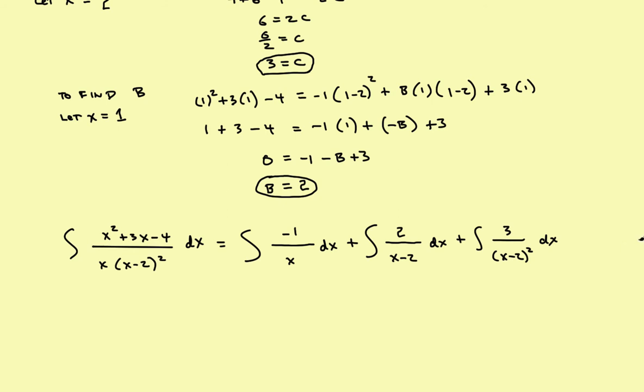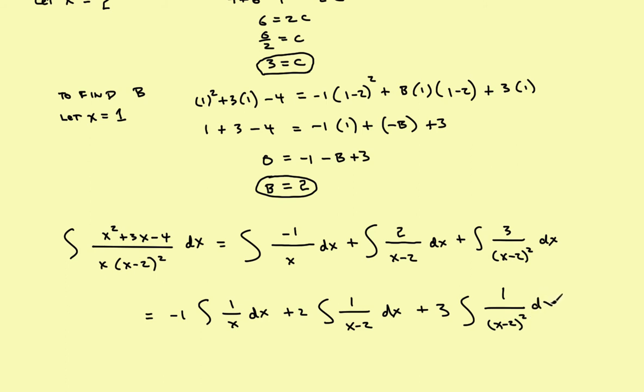Now at this point, you actually do need a rule for this, so let's take a quick look just to remind you what the rules are. I think I'll do this. I'll factor the constants out first. So let's make this be minus 1 times the integral of 1 over x dx. Then here you can factor out a 2. So this will be 2 times the integral of 1 over x minus 2 dx. And then finally, this one's going to be plus 3. And this would be the integral of 1 over x minus 2 squared dx.